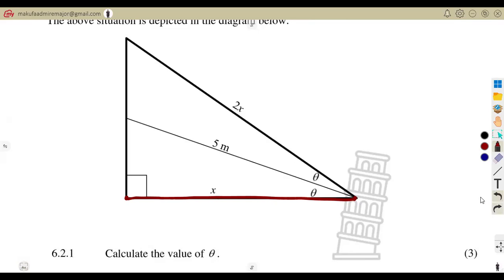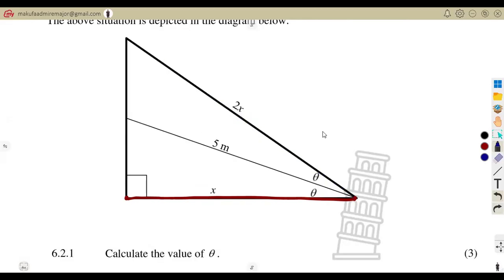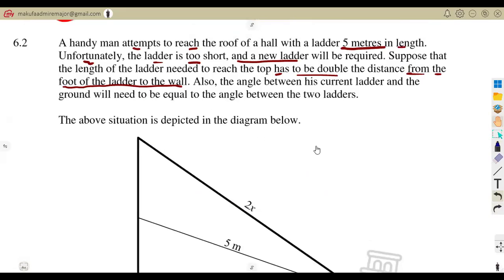So they're saying the ladder that we are going to have, which is our new ladder, this one. This is the new ladder that is needed to meet what? To reach the roof. They are saying the length of that ladder, for it to reach the top there, must be double this. It must be 2 times. So that's where we are given this as what? As 2x. That's what they're trying to say. It has to double. Please read this. Do not just answer. Read what does it mean?